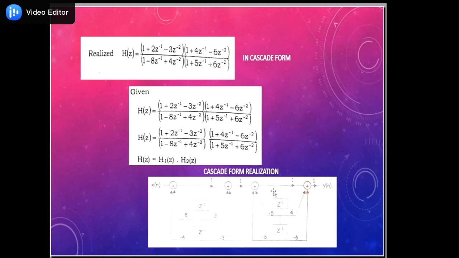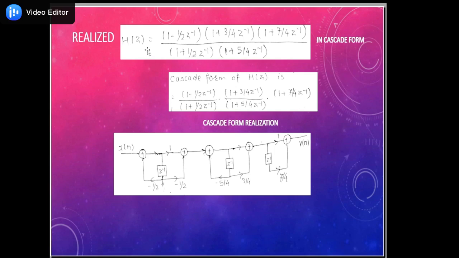Then the same for this, that will be the input side, that will be 1 plus 4z inverse minus 6z to the power minus 2, 1, 4, minus 6, and for the output side, that is 1, minus 5 and minus 6. The sign will change when the direction goes inside. Then h of z is equal to this term. Then you have considered that will be h1 of z, h2 of z, and h3 of z.